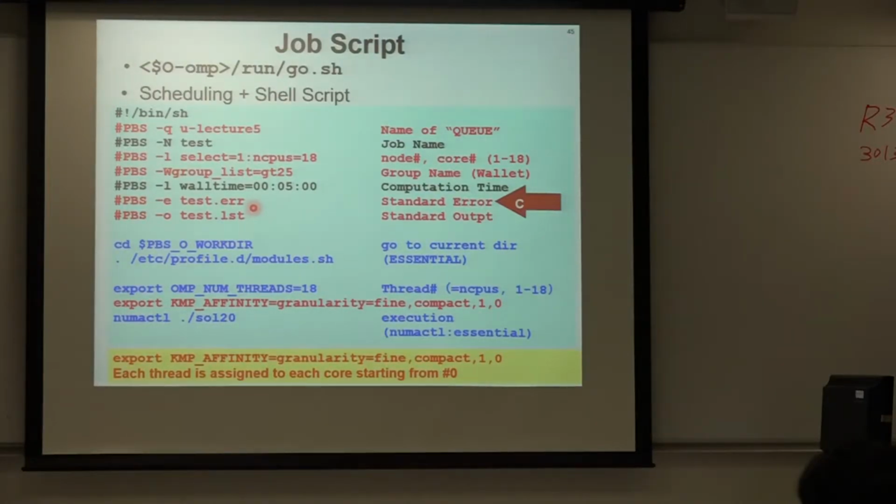So probably in the case of the C code, after running the code, if you try to open the standard output, it's empty, but important information is in the standard error. Okay, and the next several lines are essential lines. One is cd $PBS_O_WORKDIR, which means go to the current directory. The next one includes the essential modules, so you cannot delete this. And the next line is export OMP_NUM_THREADS=18. This is an environment variable, so you can specify the number of threads, from 1 to 18.